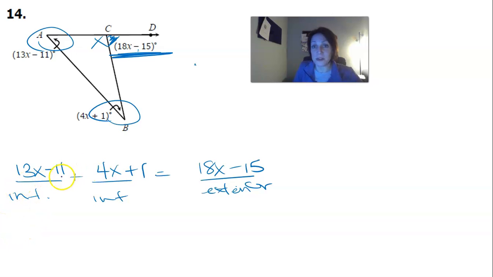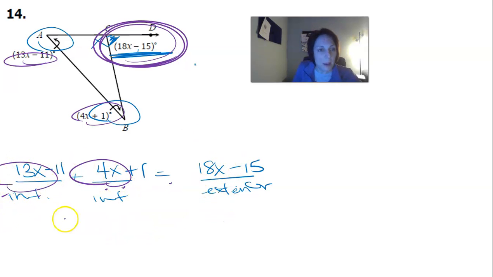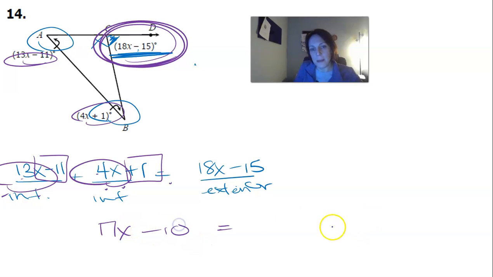All right, look at this equation we got. Interior equals the exterior angle on the other side. Sorry, I'm tone deaf. Okay, 13 and 4 gives me 17. Let's do our combinations here. Minus 11 and plus 1 is minus 10. And then over here I have an 18x minus 15.